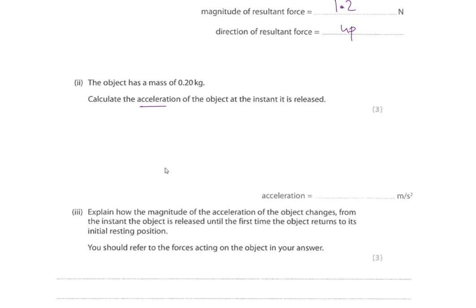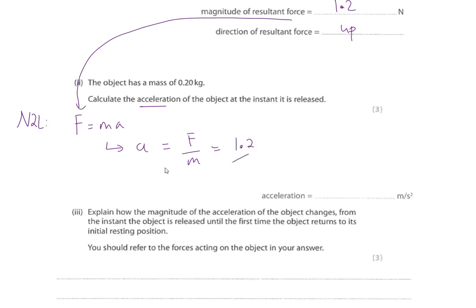So this will be Newton's second law. Newton's second law, F is equal to ma. Now we know the resultant force already, so I'm going to rearrange this first. So a is equal to F over m. Resultant force we know, so here we go. 1.2 divided by mass, which is 0.2. This will give me 6. Therefore, the answer is 6.